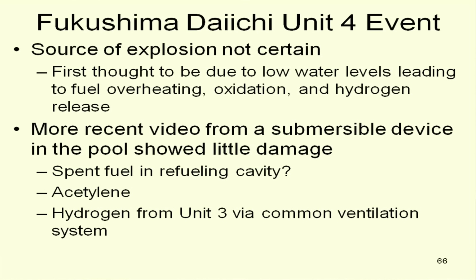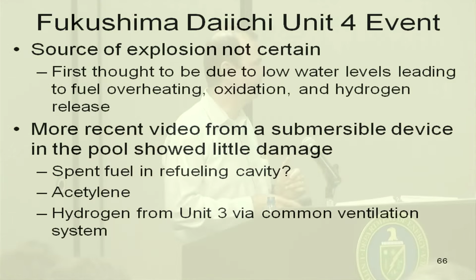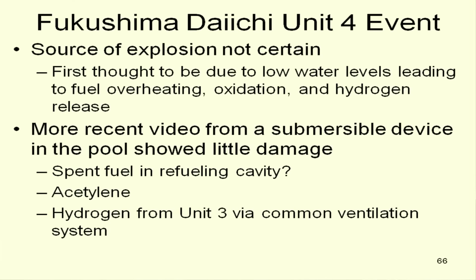There was one theory that maybe up in that refueling cavity, which is very high up, they might have stored some spent fuel, which had less water above it, and maybe that came down and melted and the hydrogen exploded. Also, this core barrel they're taking out is physically very large, but it's got a lot of hollow space. So they had acetylene cylinders around to cut it up using torches, and maybe the acetylene cylinders went off. The most recent theory from the Japanese is that it was a hydrogen explosion, but the hydrogen came from Unit 3, because the ventilation ductwork from the secondary containment for Units 3 and 4 comes together.